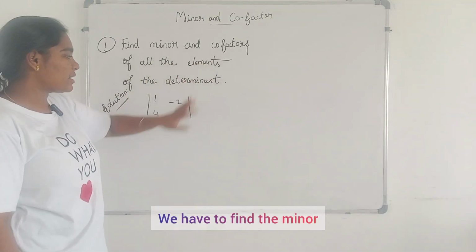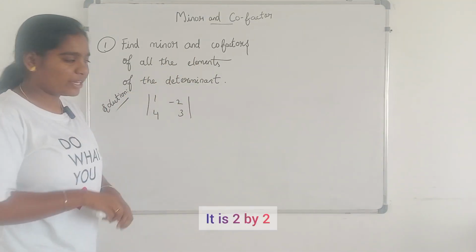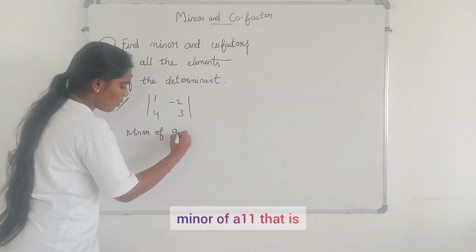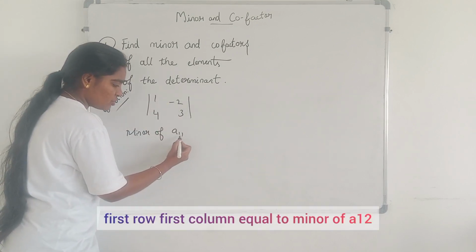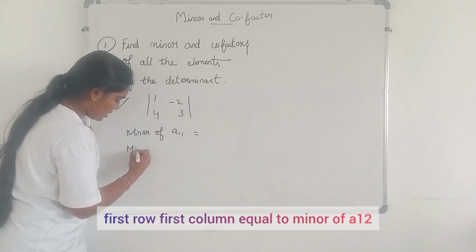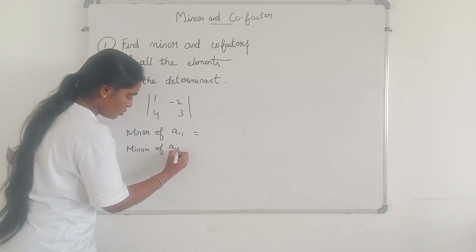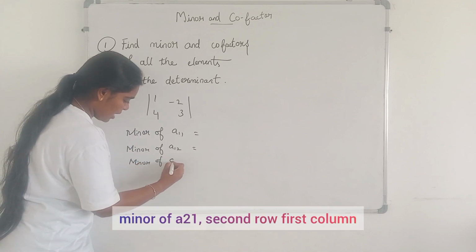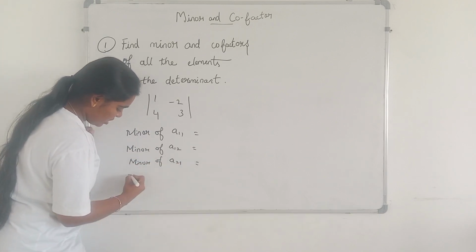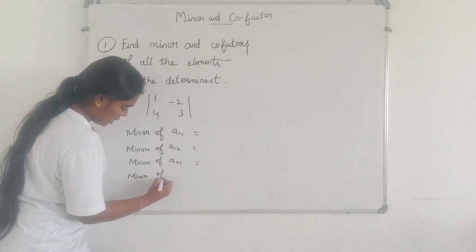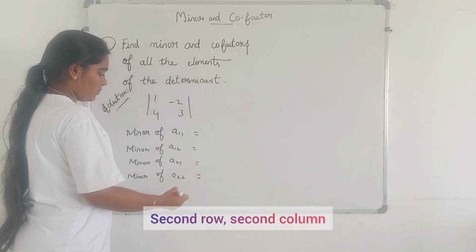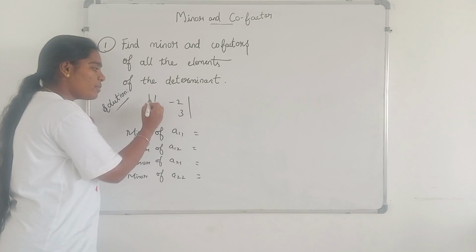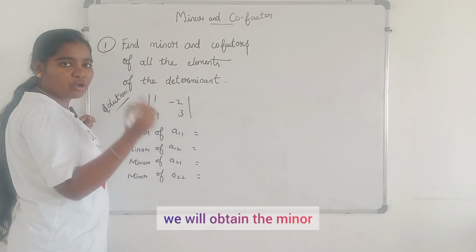We have to find the minor and cofactor for this determinant. It is 2 by 2. Minor of A11, that is first row, first column; minor of A12, first row, second column; minor of A21, second row, first column; minor of A22, second row, second column. So, minor of first row, first column element is this one. By deleting the corresponding row and column, we will obtain the minor.